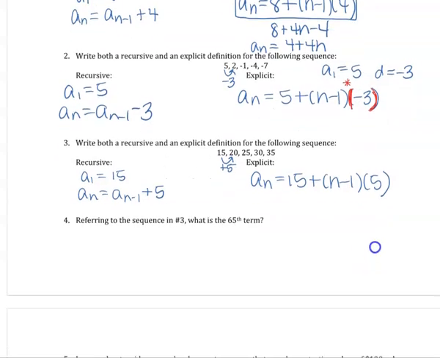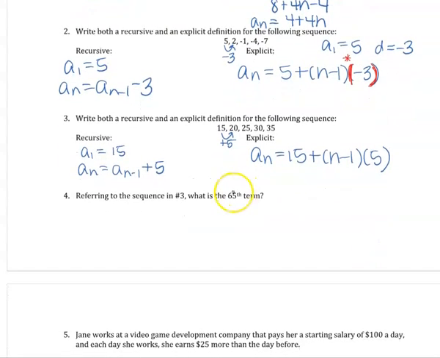All right, so referring to the sequence in number 3, what would be the 65th term? The question here really is, how are you going to do this? Are you going to actually map out 65 terms, or are you going to use the explicit formula to just have it spit out for you? The second is definitely what you're going to want to do.